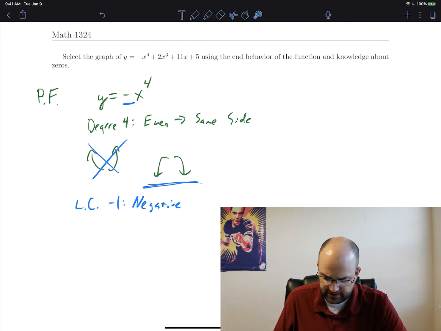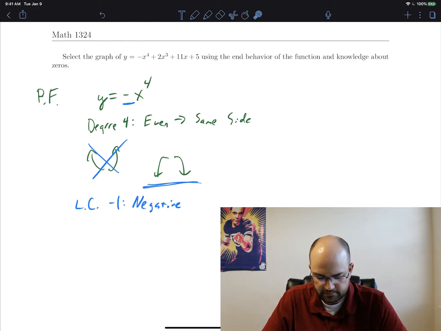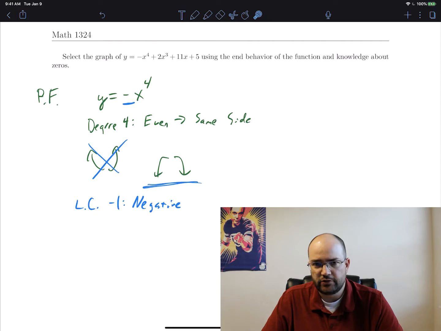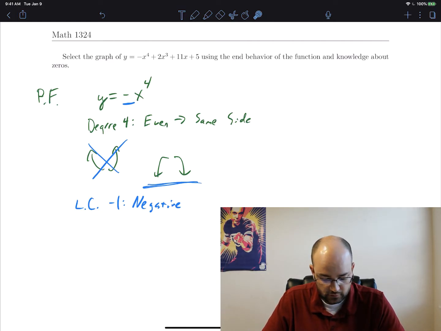And I added some extra stuff here, and knowledge about zeros. The reason I did that is because for a question like this, I was looking at Pearson and it was basically showing more than one function that could fit with this end behavior. So the question became, how can you choose between the graphs? Well, that's whenever you start looking at the zeros. And of course the y-intercept.